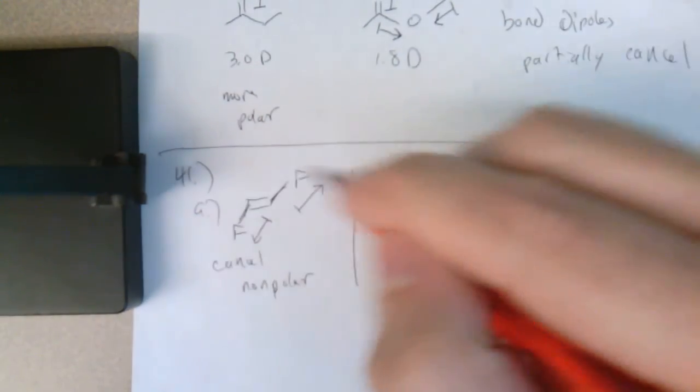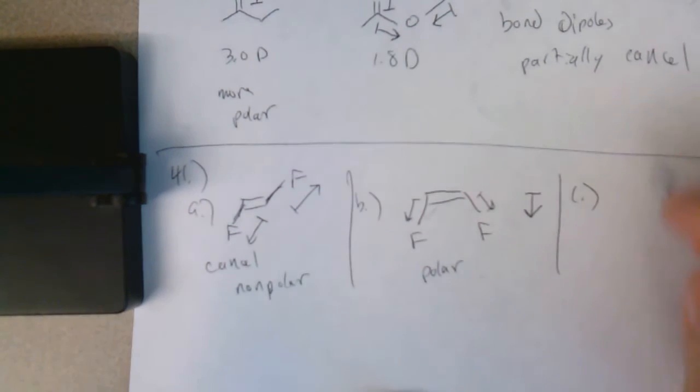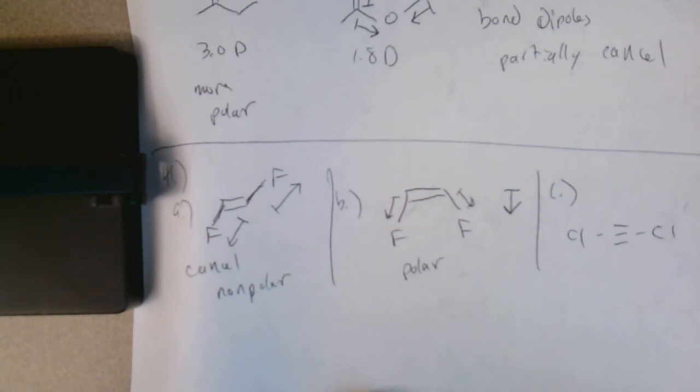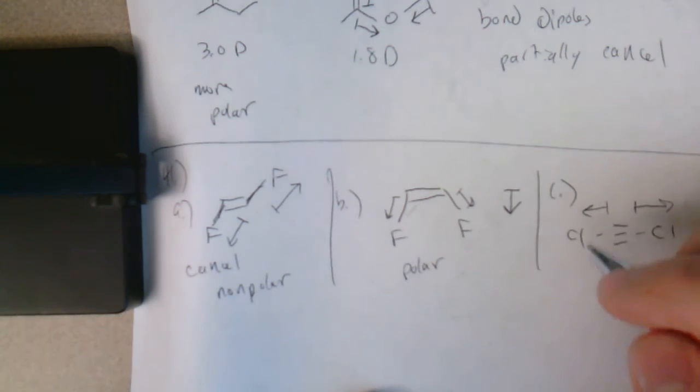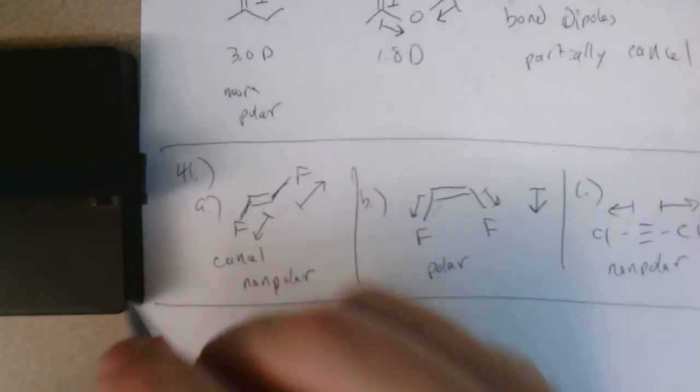So this was A. This is B. Next one will be C. This is dichloroethyne, or acetylene is our trivial name for this 2-carbon with triple bond. Remember this is a linear structure. The chlorines are going to be pulling opposite directions, which is going to make this nonpolar. Okay, easy enough.